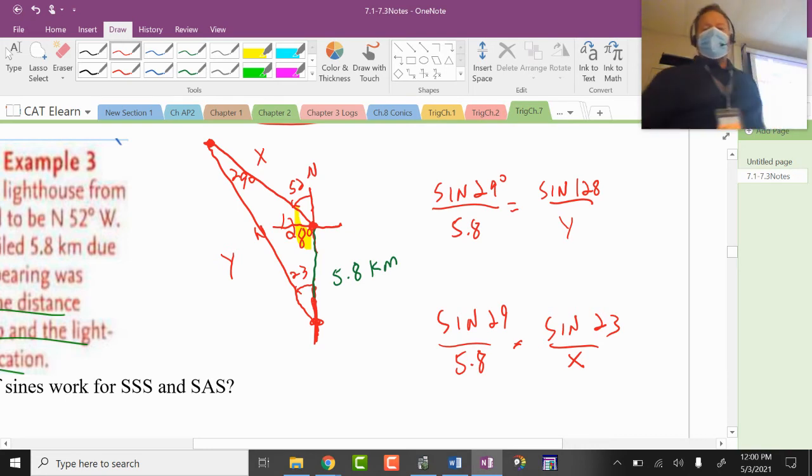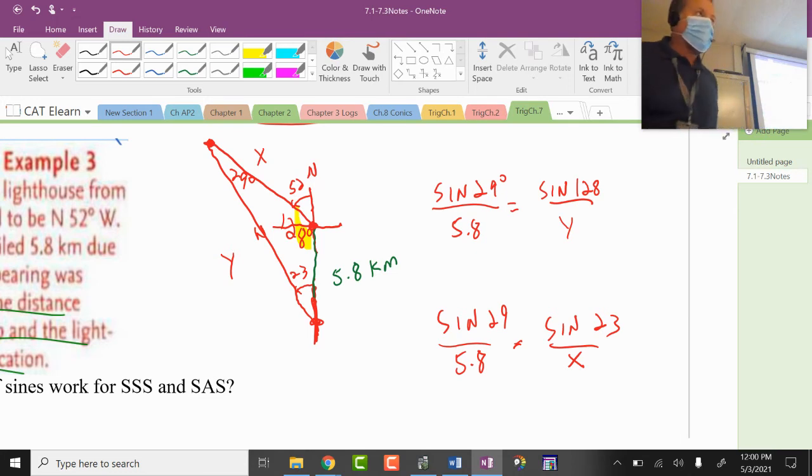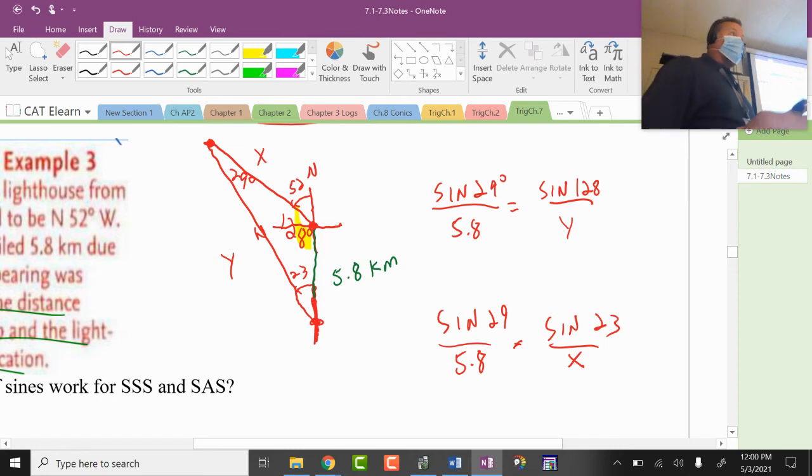Right, that's the beginning position. Sine of 128 over y, and then sine of 23 over x equals sine of 29 over 5.8. Right, and that's how you get both x and y: cross multiply, and then you'll end up getting those answers. Okay? All right. Anyone get those answers, or do I just move on? No? Anyone type it? What's that?